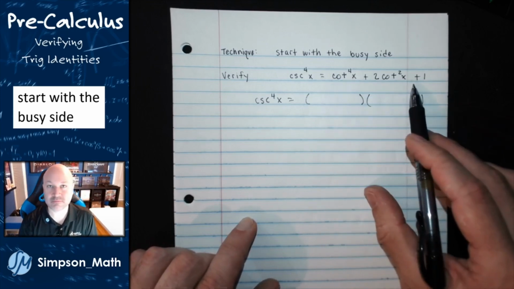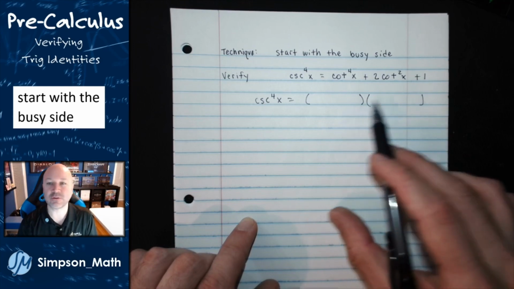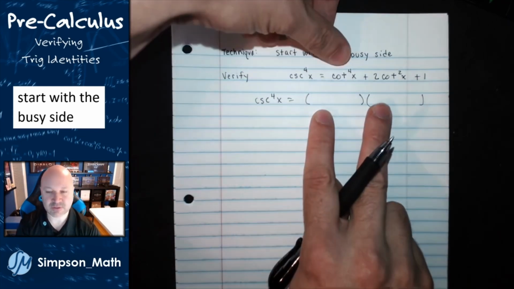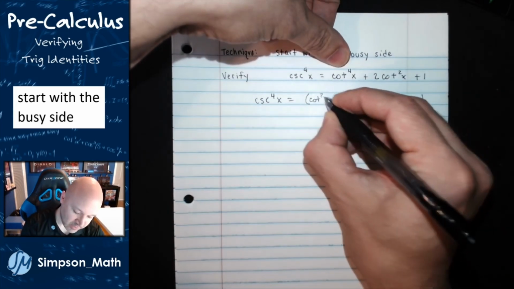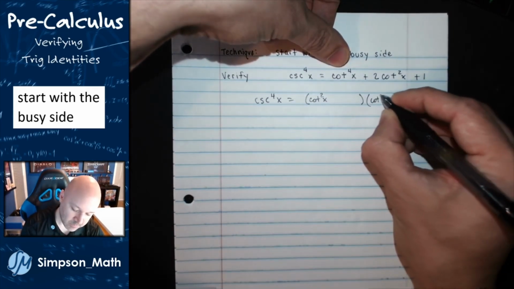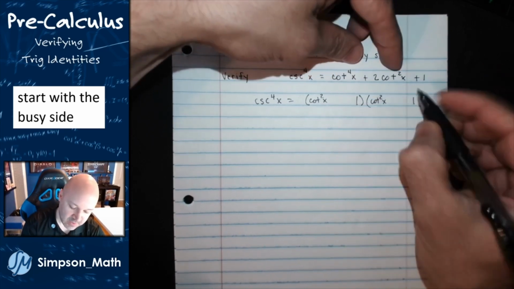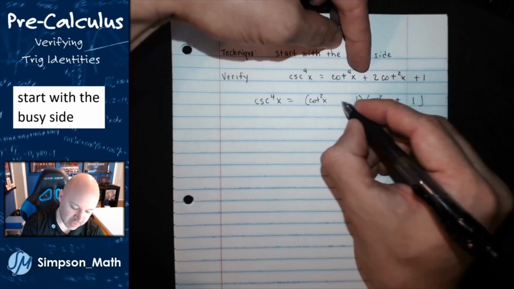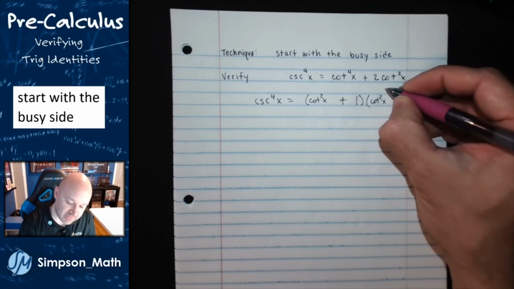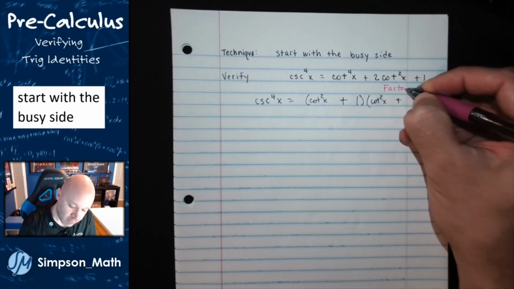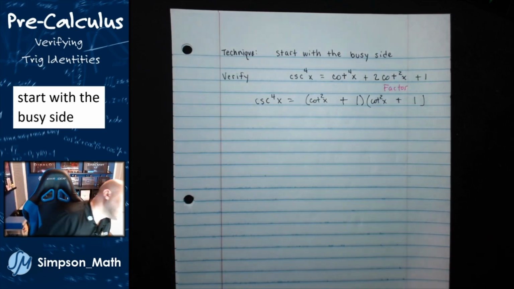It's a trinomial. If it factors, it will factor into the product of 2 binomials. The first 2 terms have to multiply together to give me cotangent to the fourth. I think I'm going to try cotangent squared. The last 2 terms have to multiply to give me 1. The 1 will work. Signs are the same. They're both going to be positive. That step, my justification, is I factored.